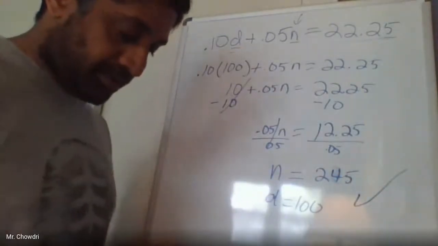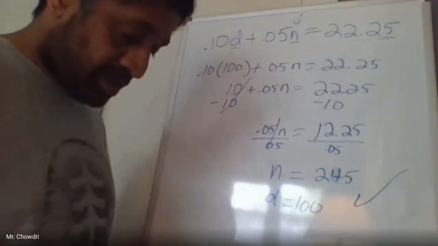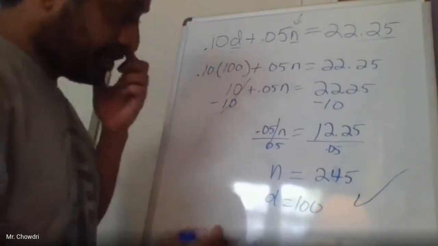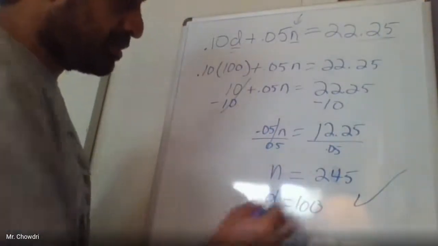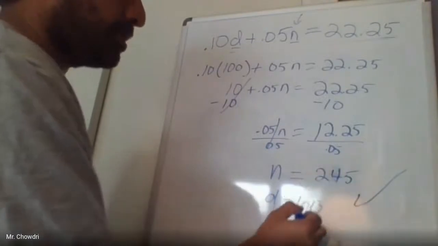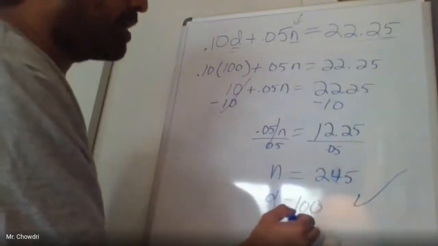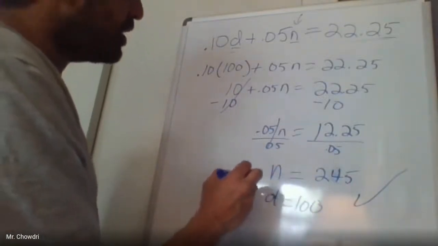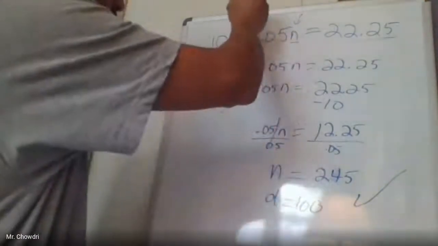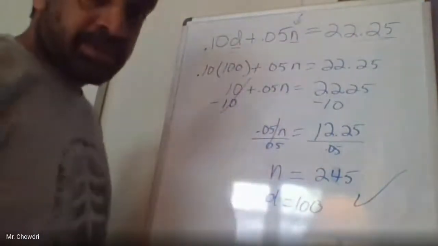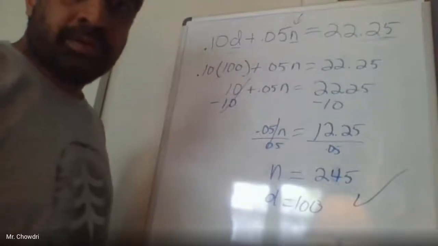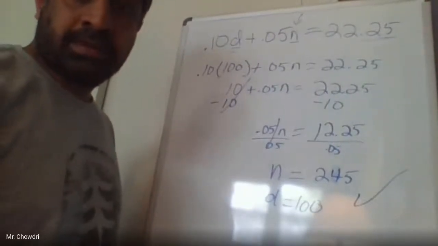So the exit ticket for Thursday, you still have time to go back and do it. The exit ticket for Thursday is asking for two different combinations. I've already given you one combination that makes this true, 245 and 100. The other, you can find another value of D and go through this same process.